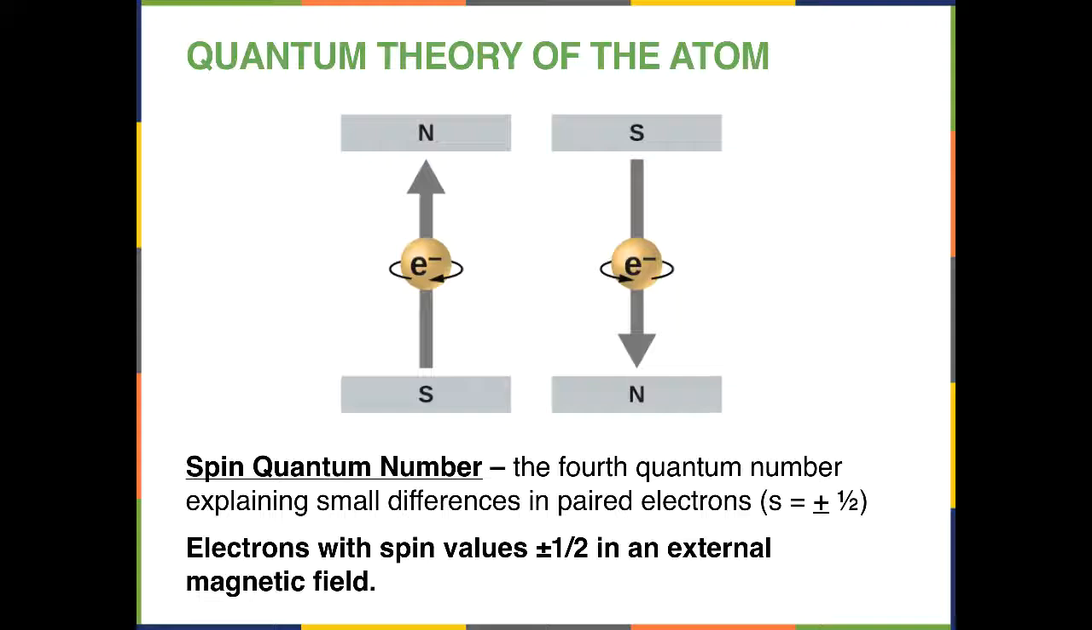So the last quantum number is the spin. And the spin is either plus or minus 1/2. It explains very small differences in electrons that are paired. The spin determines whether the magnetic field is north-south pointing up, or north-south pointing down. So electron spin determines its external magnetic field.